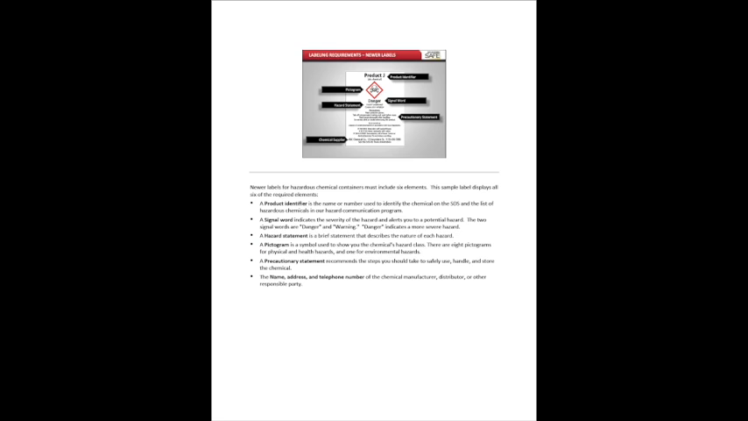A hazard statement is a brief statement that describes the nature of each hazard. A pictogram is a symbol used to show you the chemical's hazard class. There are 8 pictograms for physical and health hazards, and 1 for environmental hazards. A precautionary statement recommends the steps you should take to safely use, handle, and store the chemical. The name, address, and telephone number of the chemical manufacturer, distributor, or other responsible party.